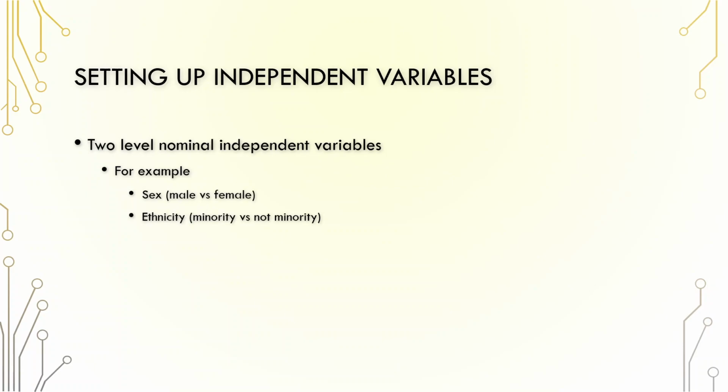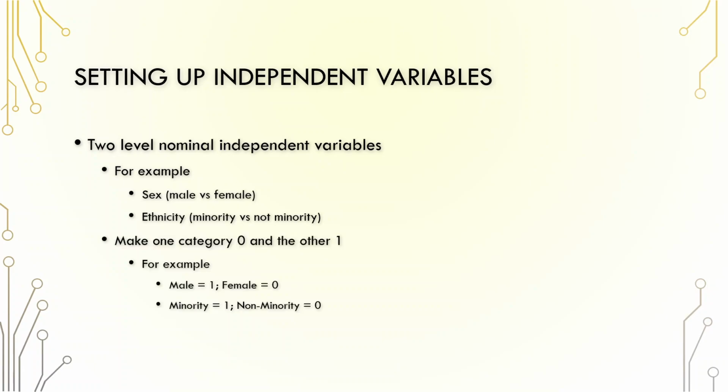Okay, so for two-level nominal variables, like let's say you have a sex variable and you only have male or female, or you have an ethnicity variable, minority versus not minority, or graduated versus not graduated. You've just got two groups. In those cases, what we want to do is make one of the categories 0 and the other 1. You might have noticed that in most cases, in fact I think there was only one exception in the code book for the midterm, I wanted you to code these two-level nominal variables as 0s and 1s. That's just a good habit to do in your regular data cleaning so that it's ready for your analysis and you don't have to do anything else to it.